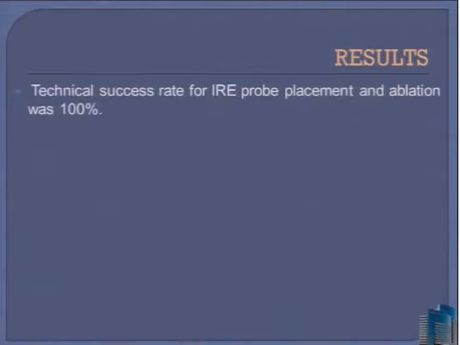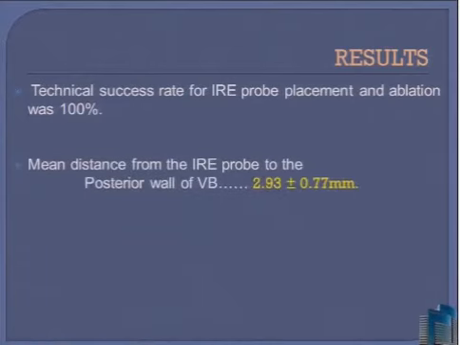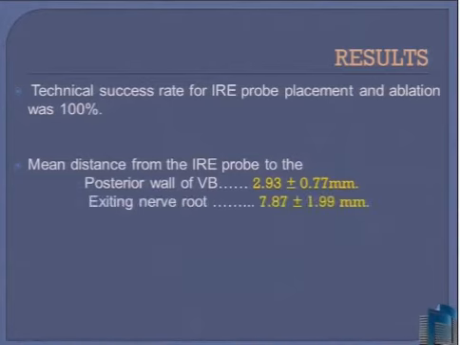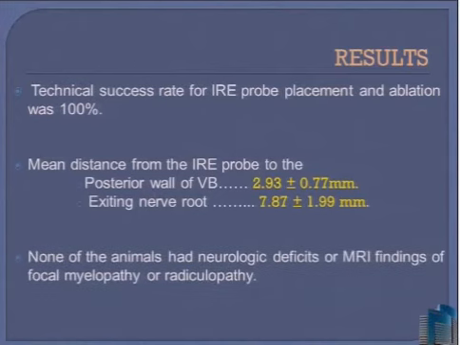The technical success rate for the probe placement and ablation was 100%. The mean distance from the probe to the posterior wall in the posterior cortex group was 2.93, and between the probe and the exiting nerve root was 7.87. None of the animals had neurological deficits or MRI findings of focal myelopathy or radiculopathy.